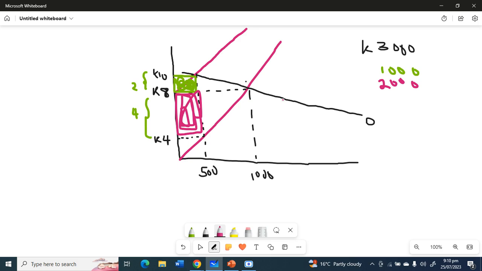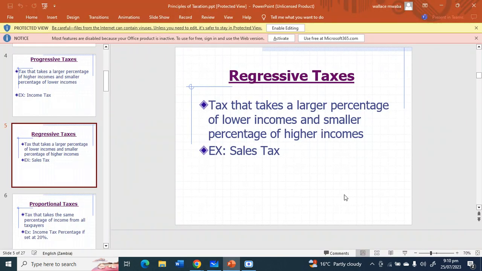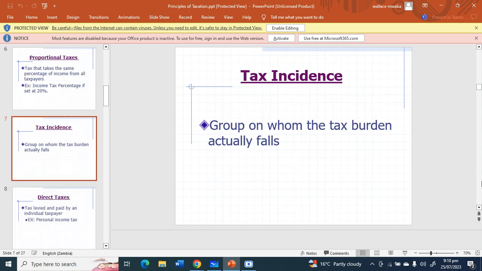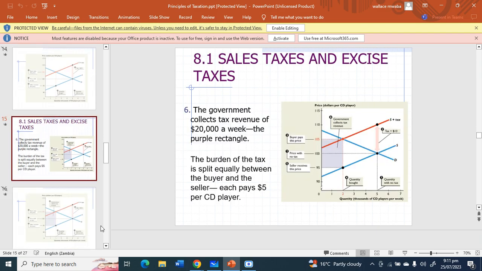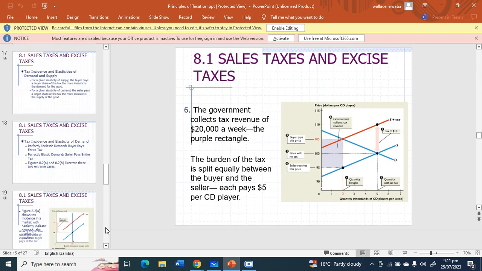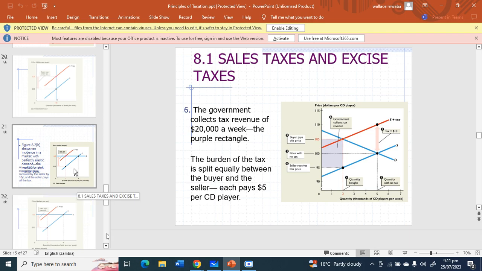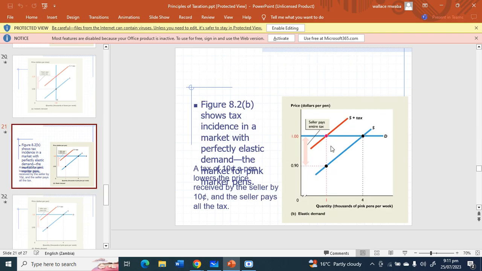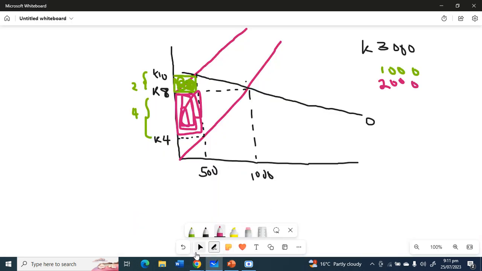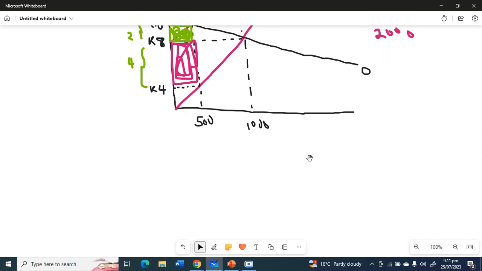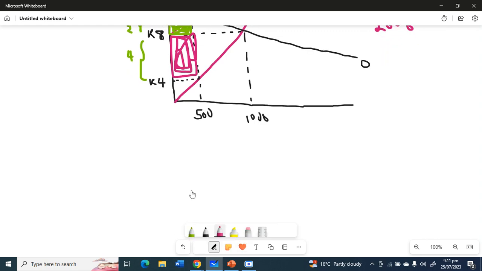Okay, because when demand is perfectly elastic, okay, where is that diagram? When demand is perfectly elastic, the tax burden is going to fall only on the seller. Okay, this is how the graph should look, just in case you're told to draw a graph. You never know, these lecturers can be funny at times.